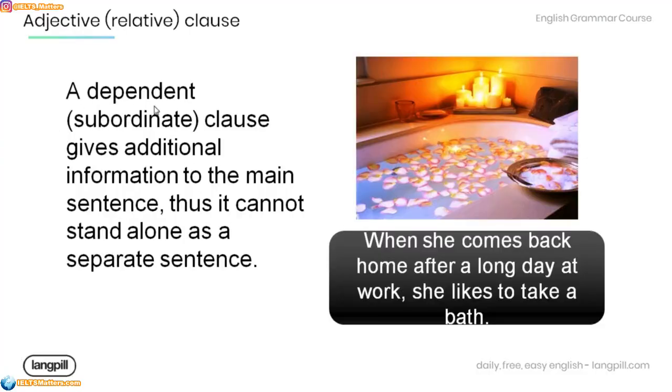Remember that a dependent or a subordinate clause gives additional information to the main sentence. Thus, it cannot stand alone as a separate sentence. Have a look at the example over here. When she comes back home after a long day at work, she likes to take a bath. Now, the dependent or the subordinate clause in the sentence is when she comes back home after a long day at work, and it's used to give us additional information about the main sentence. She likes to take a bath.